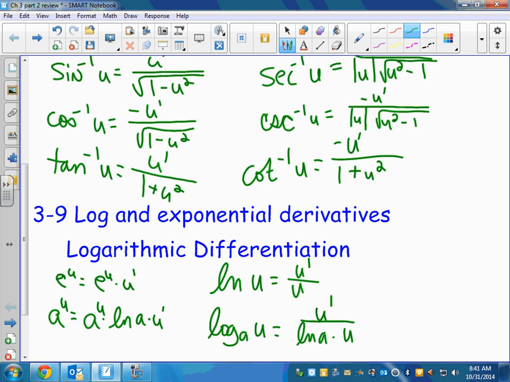That's the one I'm least confident about every time I do it. I don't know why. Those are the derivatives you need to know.